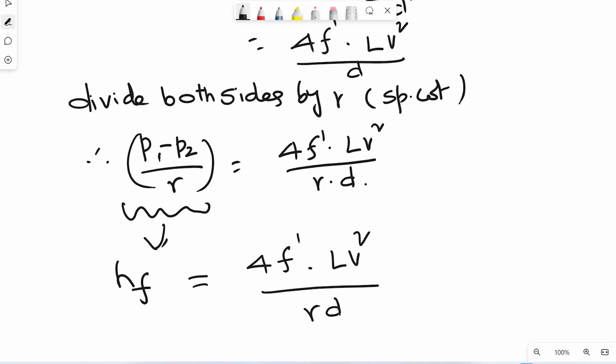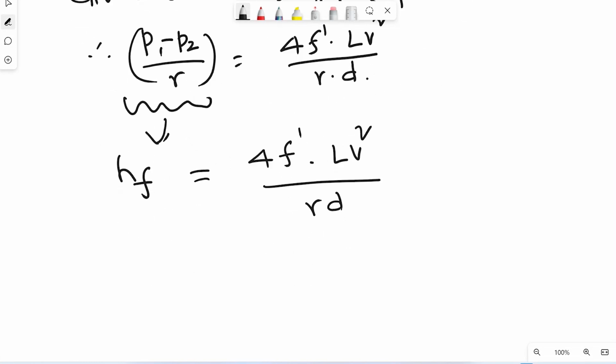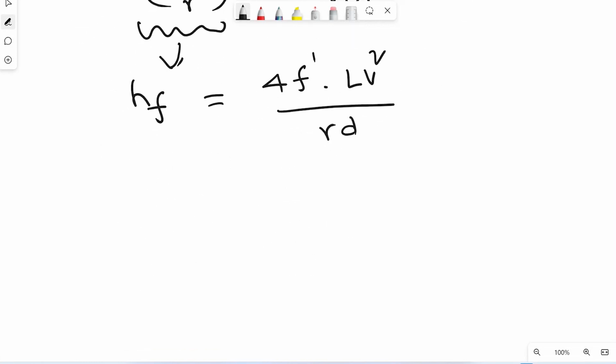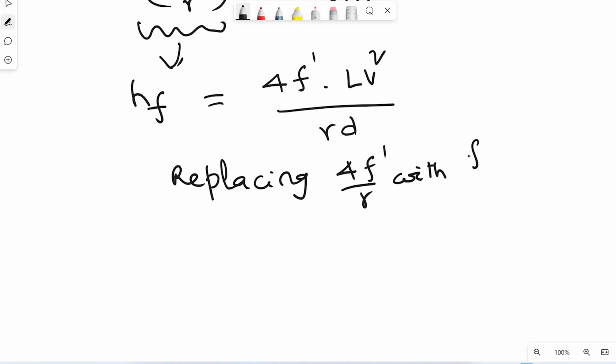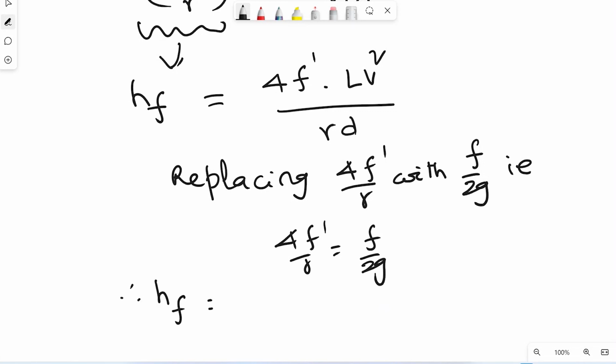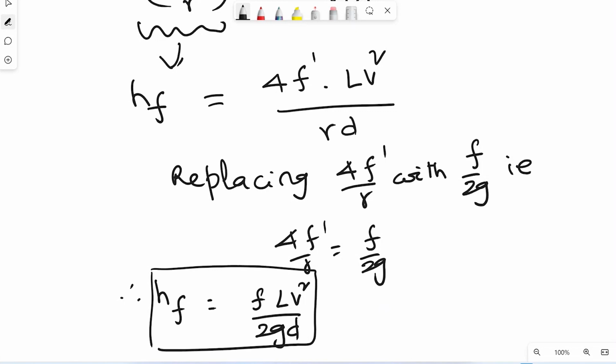So next, replacing 4F dash by gamma with F by 2G, that is, 4F dash by gamma is equal to F by 2G. Therefore, HF is equal to FLV square by 2GD. This is our basic equation.